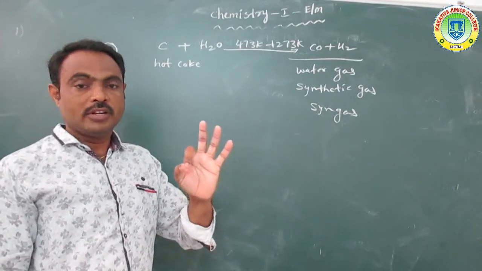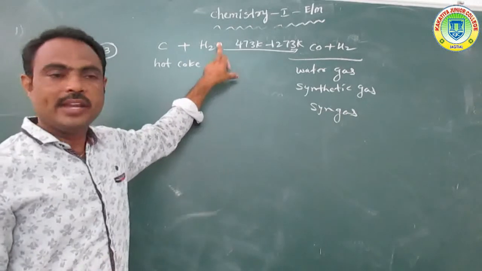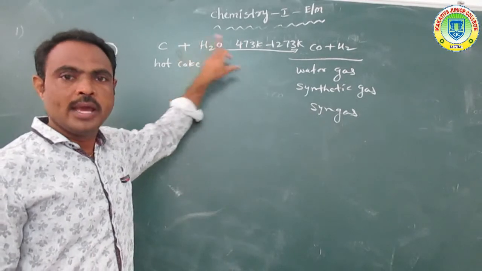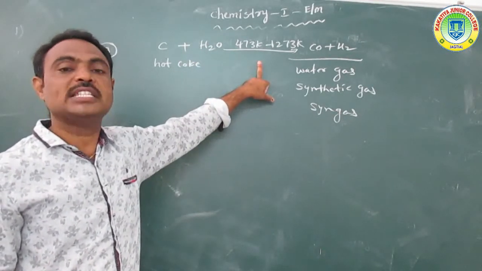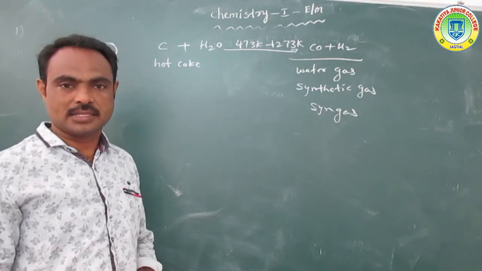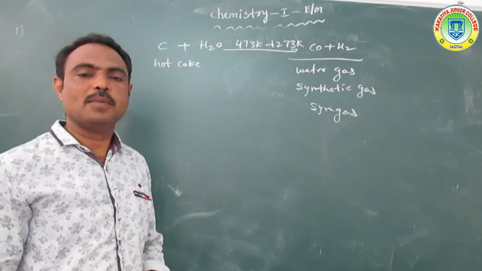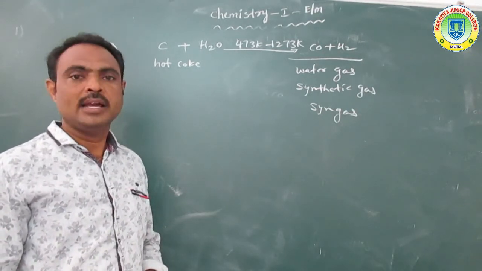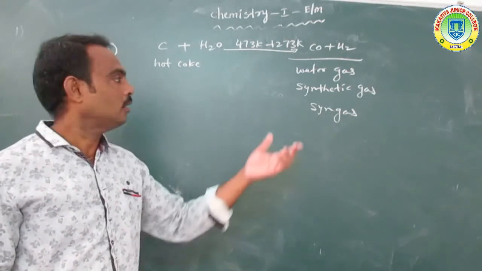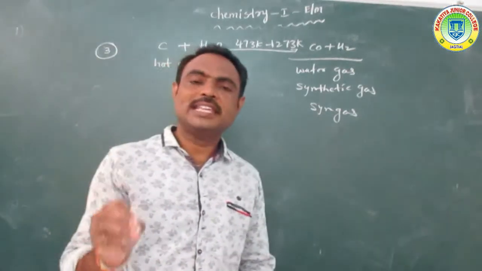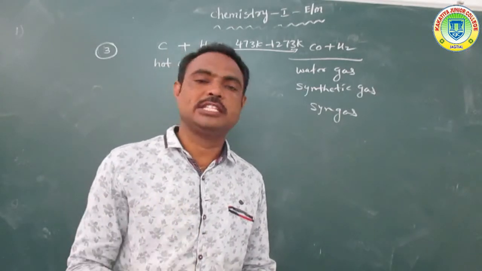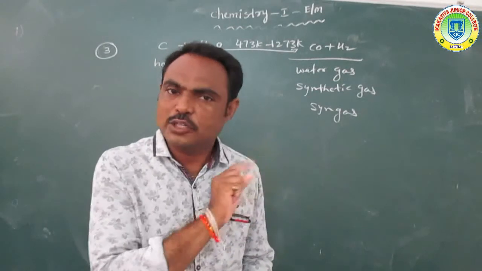So what is the third preparation? When steam or water vapor is passed through hot coke at 473 Kelvin to 1273 Kelvin, it forms carbon monoxide and hydrogen gas. The combination of carbon monoxide and hydrogen gas is called water gas or synthetic gas or syngas. So water gas is a fuel. When we burn the fuel, it gives more energy. So it is a gaseous fuel.